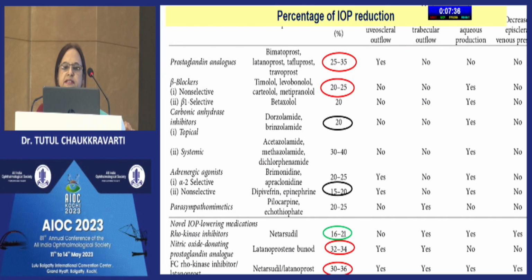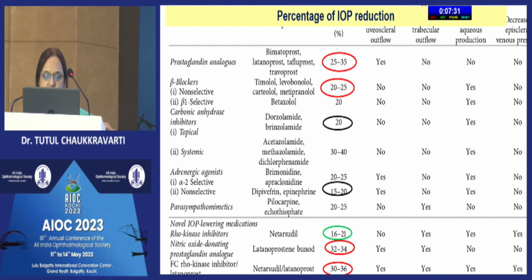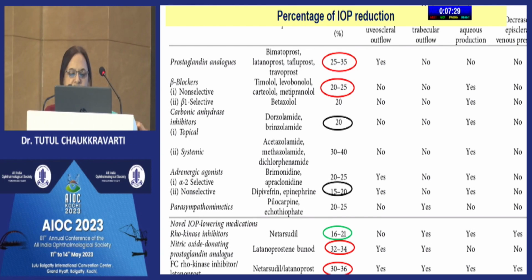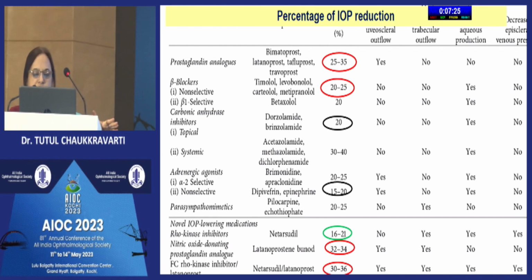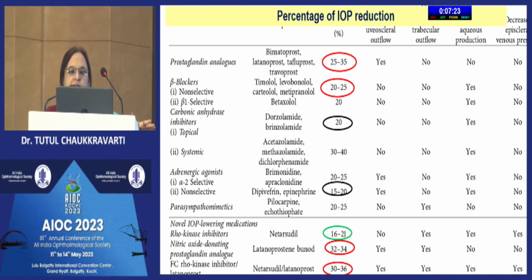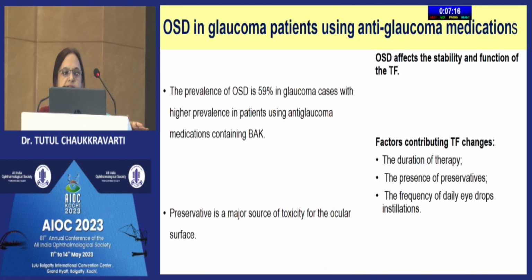Now, regarding percentage of IOP reduction, the maximum is with the netarsudil latanoprost fixed dose combination, that is 30 to 36%, and Vyzulta 30 to 34%, prostaglandin analog 25 to 35%. However, netarsudil alone is 16 to 21%.